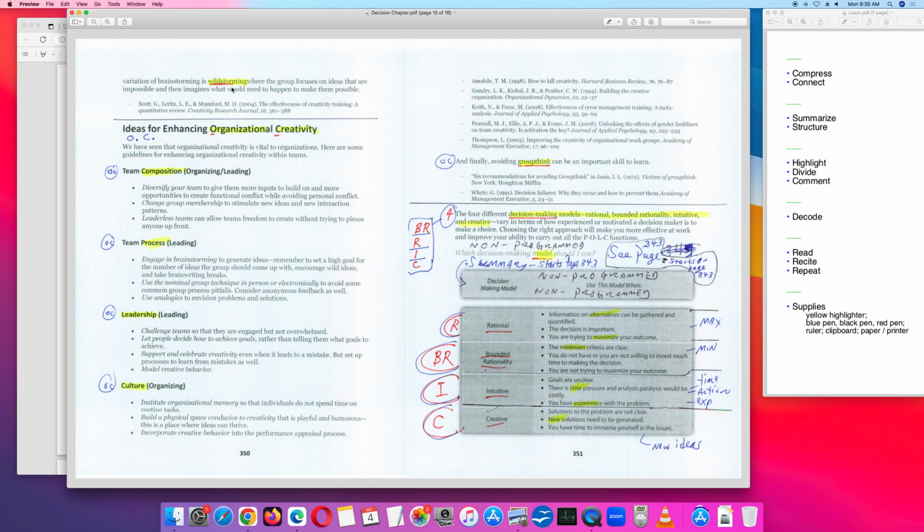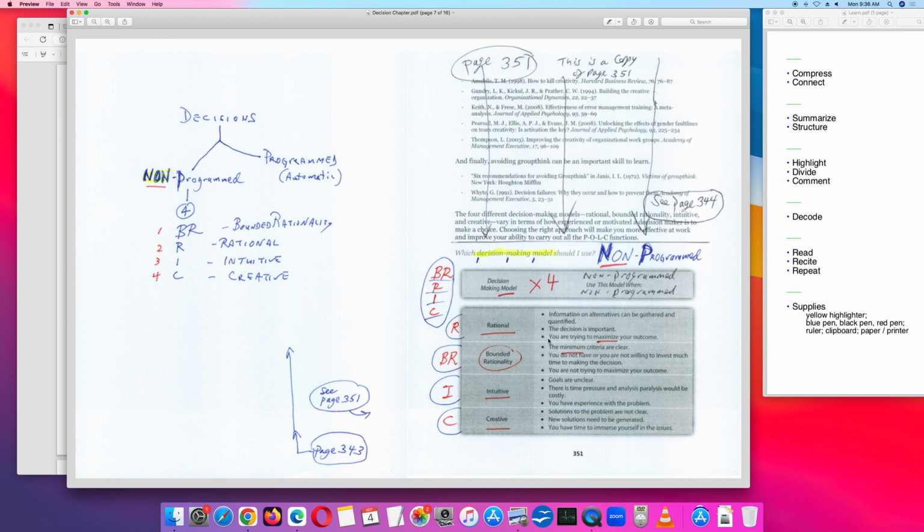Then they talk about page 350, with keywords here: composition, process, leadership, culture, and then avoiding groupthink. I read through it, but I felt like nothing else was worth highlighting. I just wanted to say, all right, these are key parts. This is important if, let's say, the teacher wants me to write on this topic a little bit later on. So at least I highlight the keywords and the headers. Okay. Then on page 351, this is a summary of what we just read.